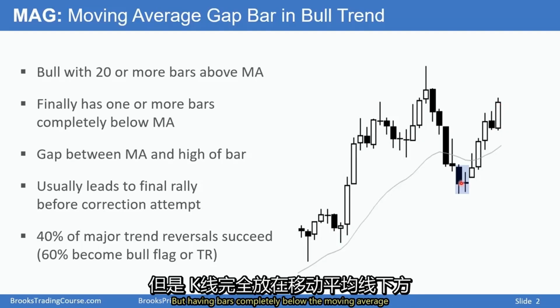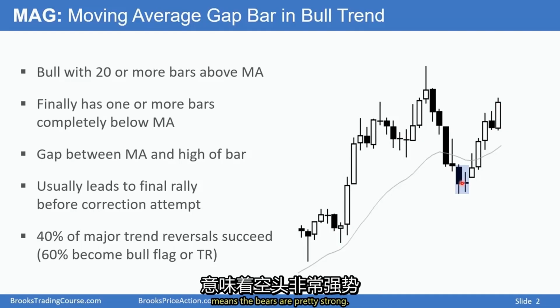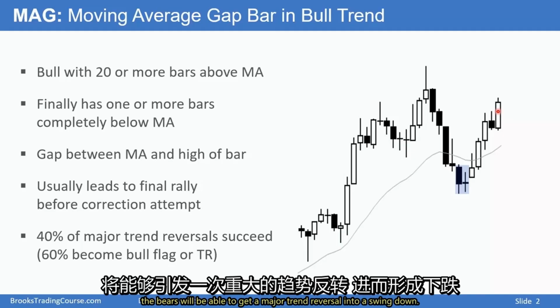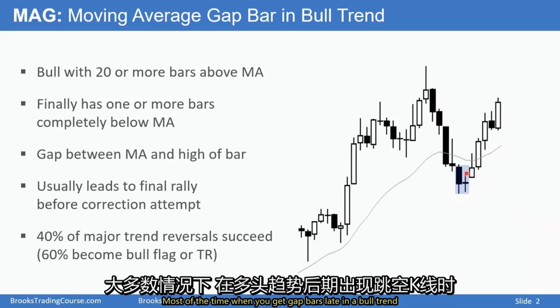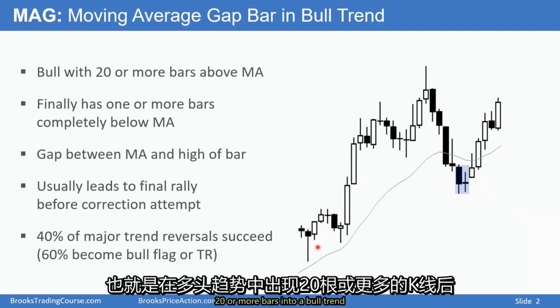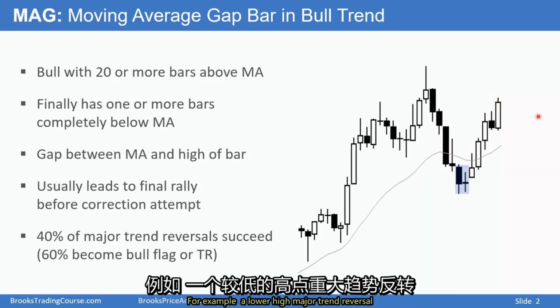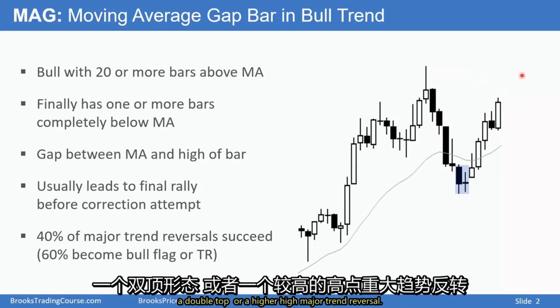But having bars completely below the moving average means the bears are pretty strong. That means that there's a 40% chance once the bull trend resumes, the bears will be able to get a major trend reversal into a swing down. Most of the time, when you get gap bars late in a bull trend, 20 or more bars into a bull trend, you get an attempt at a major trend reversal after the bull trend resumes. For example, a lower high major trend reversal, a double top, or a higher high major trend reversal.